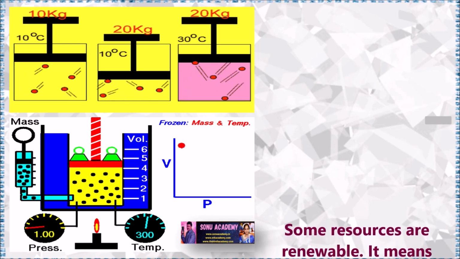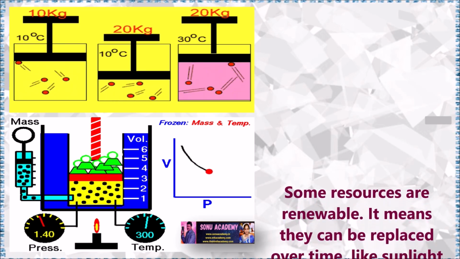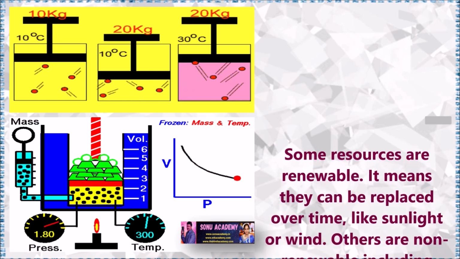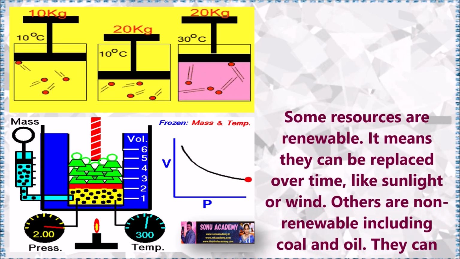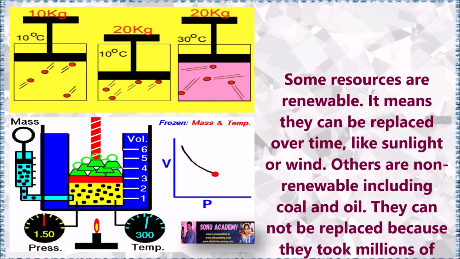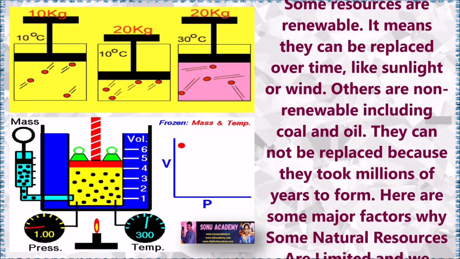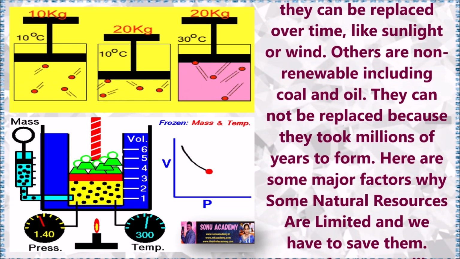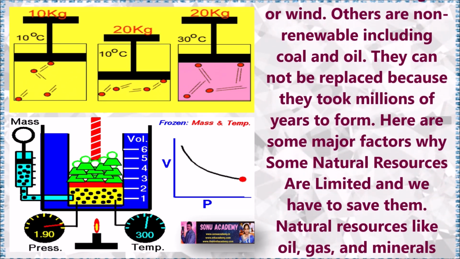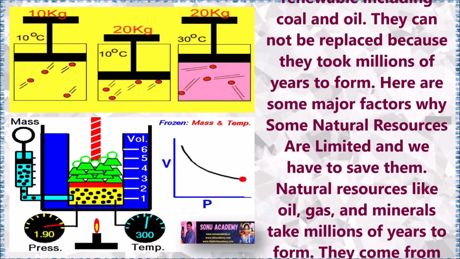Children, let us discuss why some natural resources are limited. Some natural resources are renewable, which means that they can be replaced over time, like sunlight or wind. Others are non-renewable, including coal and petrol. They cannot be replaced because they took millions of years to form.